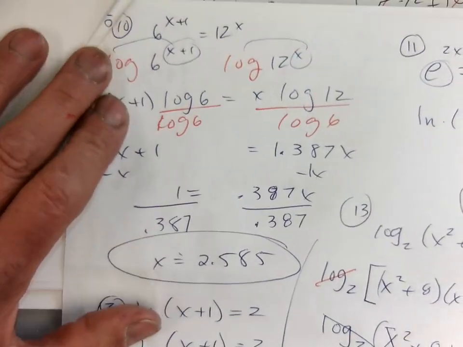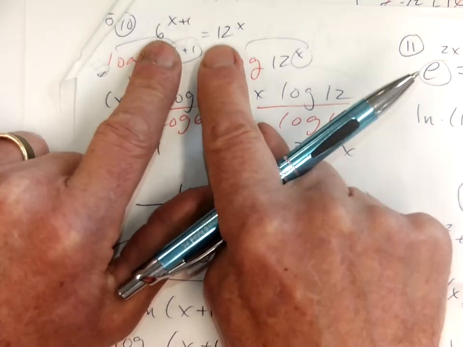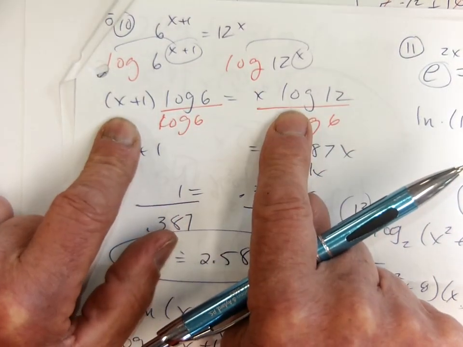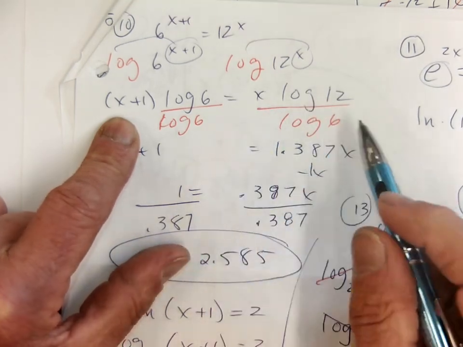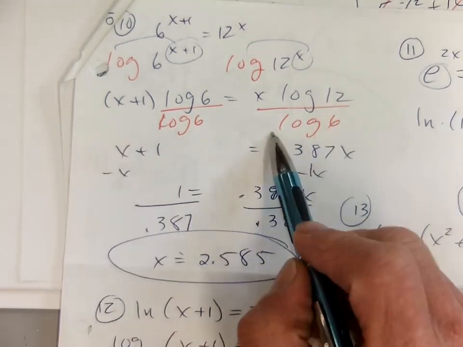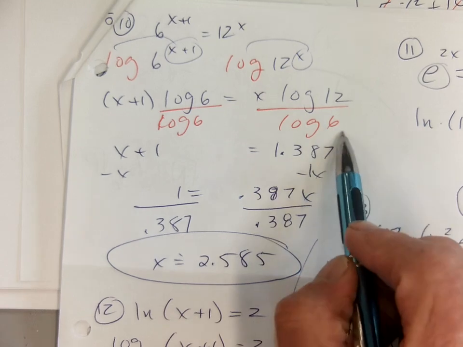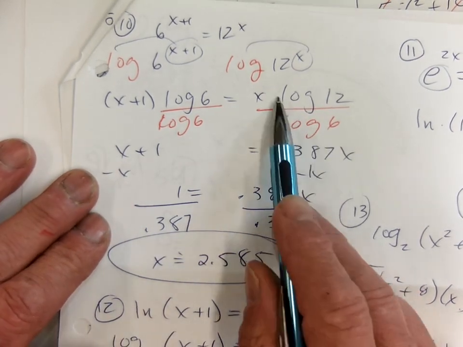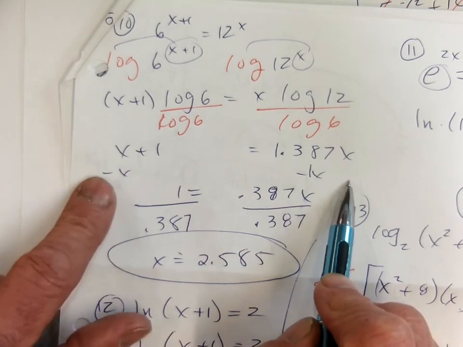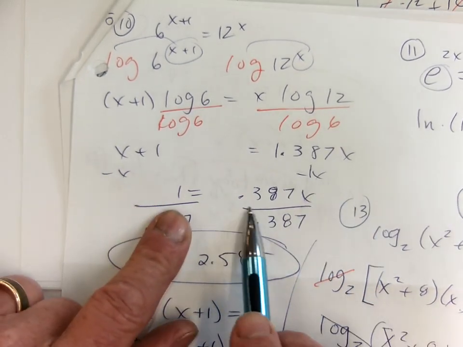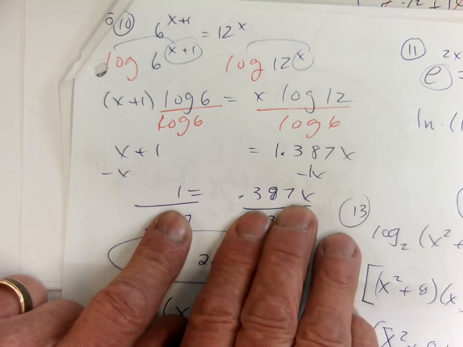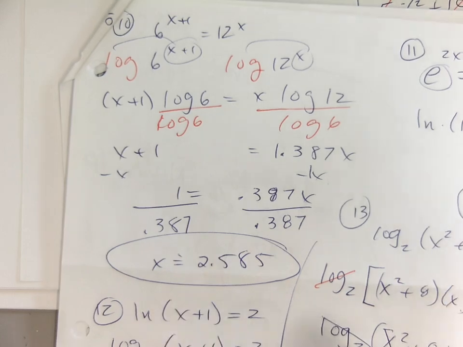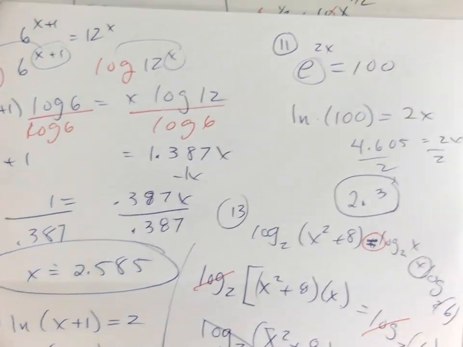Okay, question 10. So they're different bases. So I took the log of both sides, the regular log, which then floats the exponents down. I divided by log of 6, divided by log of 6, and I used my calculator. What is log of 12 divided by log of 6? It's not log of 2. I used my calculator. I got about a 1.387x. I'm solving for x, so I minus 1x, minus 1x. So I got 1 equals, if I subtract those, 0.387x. I divided by 0.387, and I got about a 2.58.